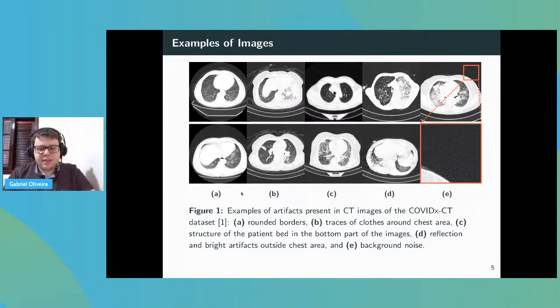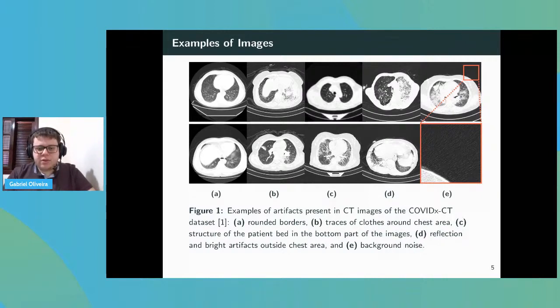And we can see too that there are some problems with the clothes that the patient is using, the structures of the bed where the patient made the exam, and some problems with reflections in the chest area. And here in the letter A, we can see that there are problems in the background, with noise in the background.